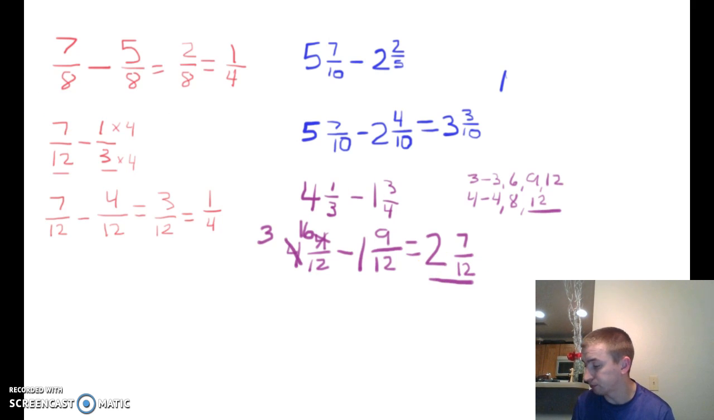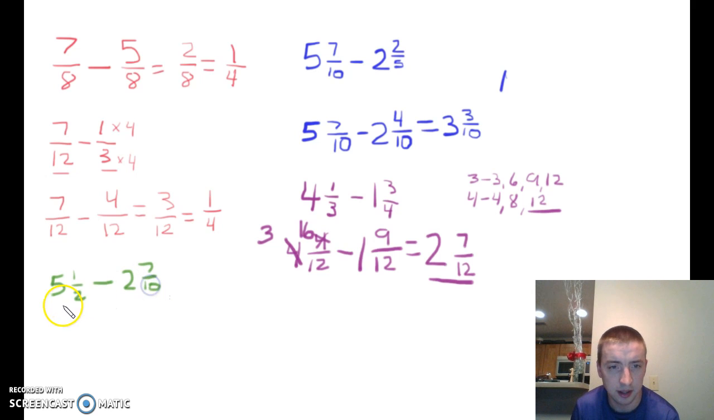Okay, let's try one more. If I have the fraction 5 1/2 minus 2 7/10. I'm going to change my denominators. I'm going to make them both tens this time. So it's 5 5/10 minus 2 7/10.